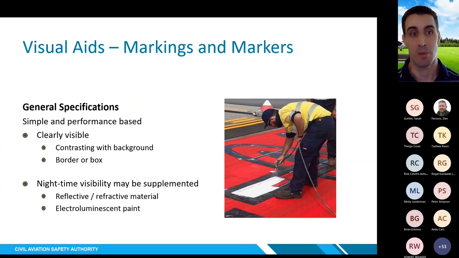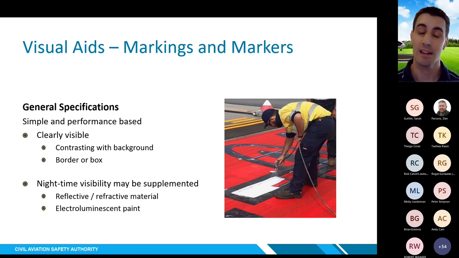Moving into the larger section of markers and markings. The general specification in place for markers and markings are simple and performance-based. And we have said markers and markings need to be clearly visible. So what does that mean?